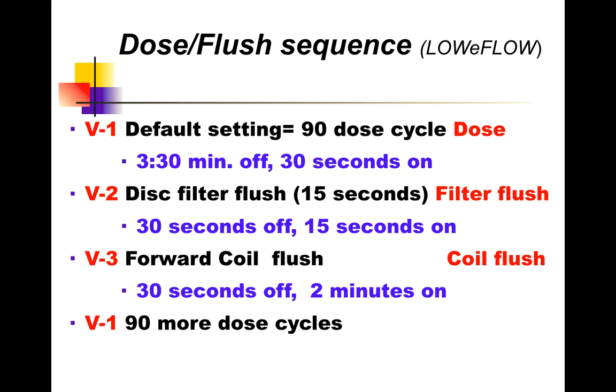It'll start with the 30-second rest, and then the pump will come on for 2 minutes and flush the coil. Once the low flow coil has been flushed, we go back to our V1 functions, and it'll dose 90 more times. With a 4-minute cycle, 90 doses equals 6 hours. So this sequence happens 4 times a day, 24 hours a day, every day, and that keeps that disc filter and the tubing and the low flow clean.